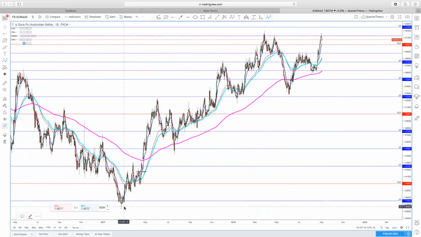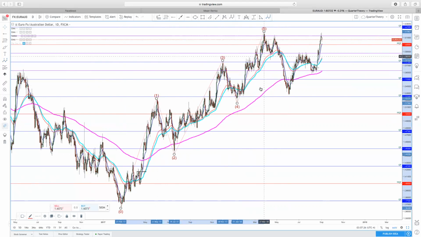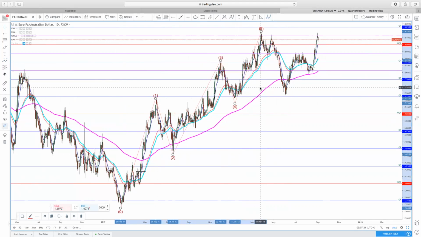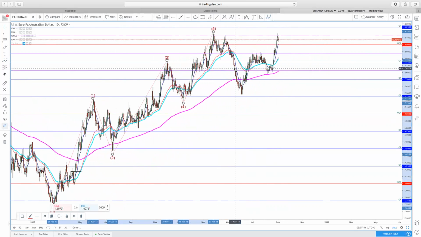So you have the 5 waves, which would be from the low. This would be my 1, this would be my 2, the third leg would be the longest leg, we have the 4, and then you have a 5. That works right in line with the market maker's method of a 3 level rise continued by a 3 level fall. So right now we're at our 5th level.